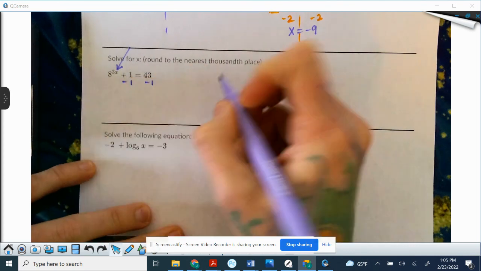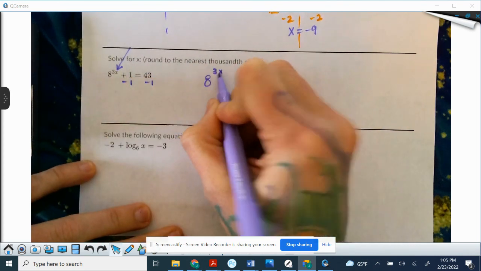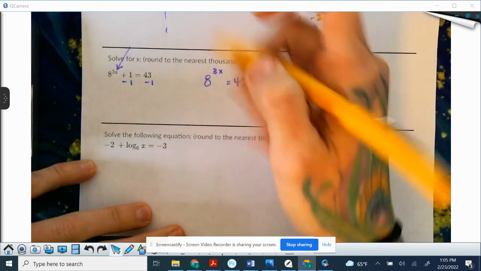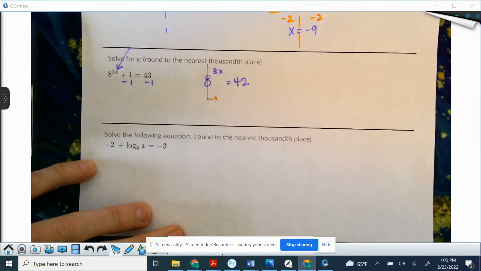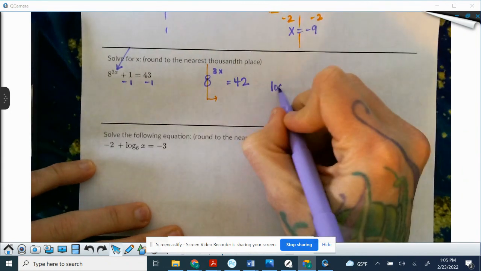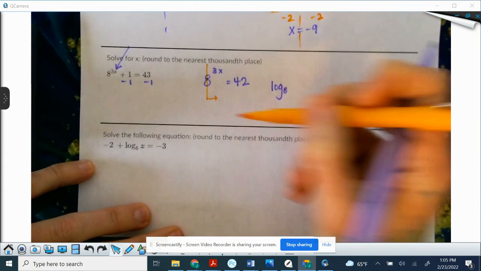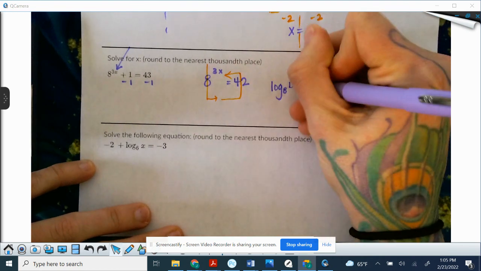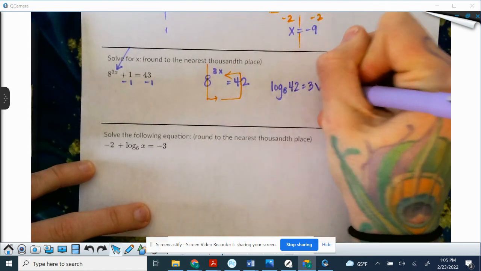So I have 8 to the 3x equals 42. Now I can shove 8 down into the basement. So log base 8, go grab my of, and then come out with an is, of 42 is 3x. And I try my calculator.